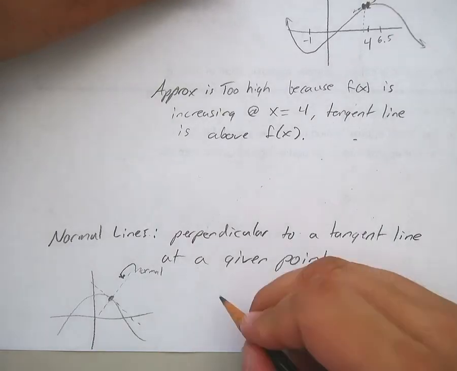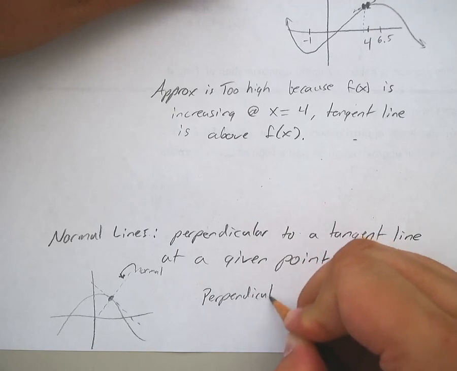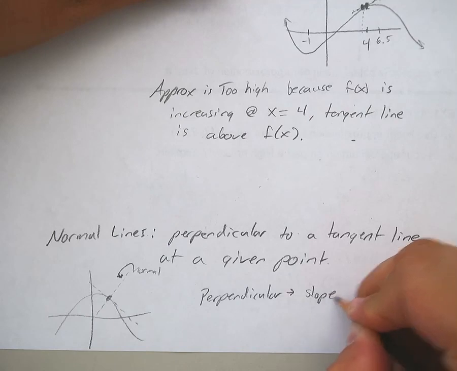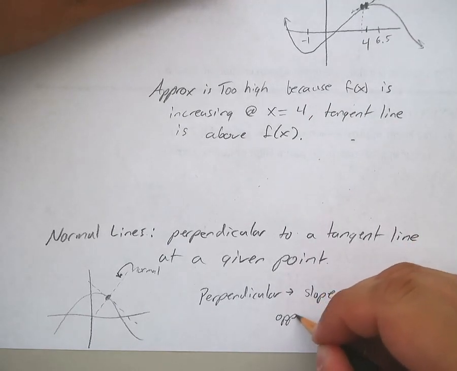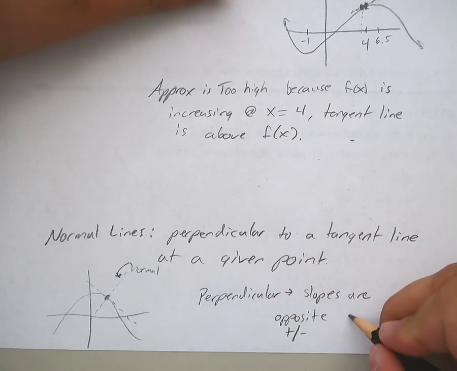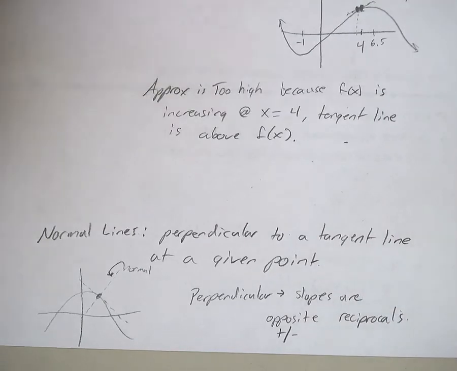So I want you to write this down here. For perpendicular, because we always forget this for some reason, slopes are opposite. That's talking about positive versus negative reciprocals. Opposite reciprocals. All right? We'll explain a little bit more when we get into class, and that's all we have for today.